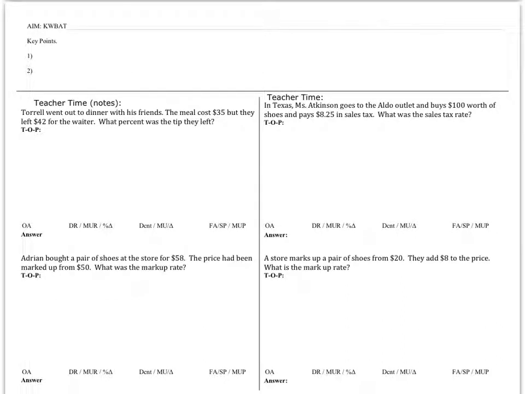Today, Kipsters will be able to solve for tax rate. Markup rate. And tip rate.